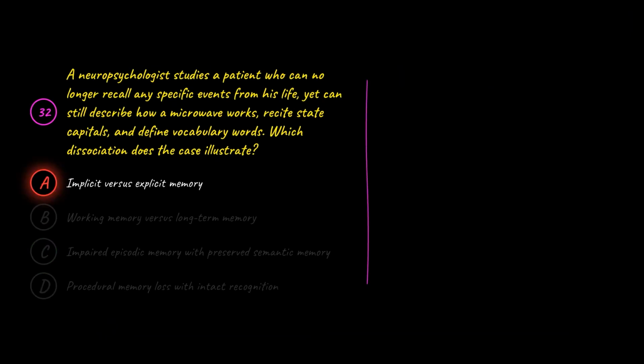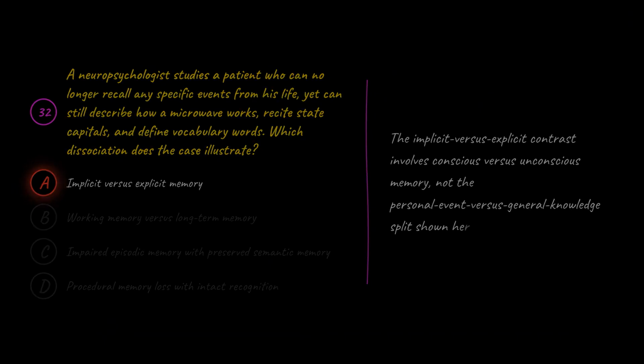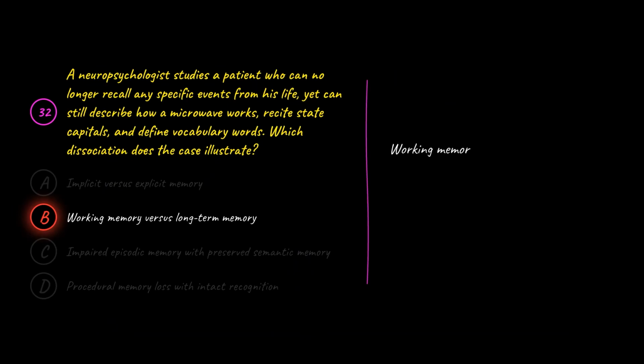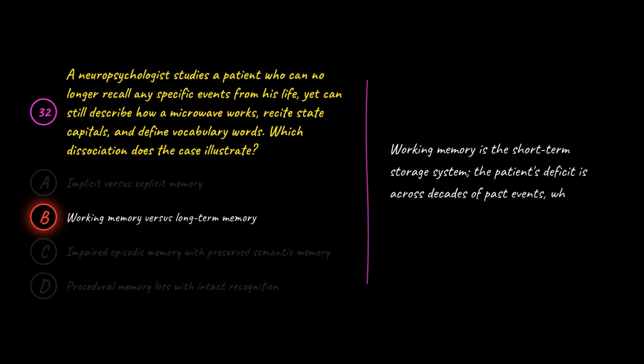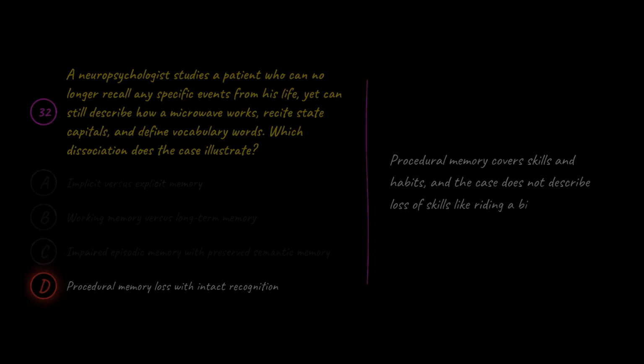A is wrong because the implicit versus explicit contrast involves conscious versus unconscious memory, not the personal event versus general knowledge split shown here. B is wrong because working memory is the short-term storage system. The patient's deficit is across decades of past events, which falls within long-term memory. D is wrong because procedural memory covers skills and habits, and the case does not describe loss of skills like riding a bike or typing.